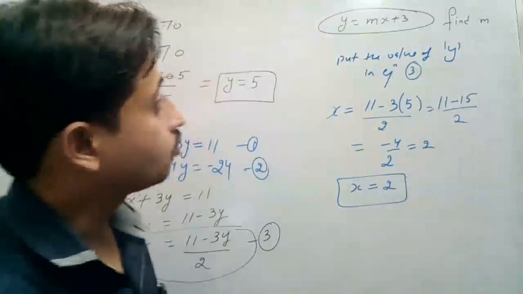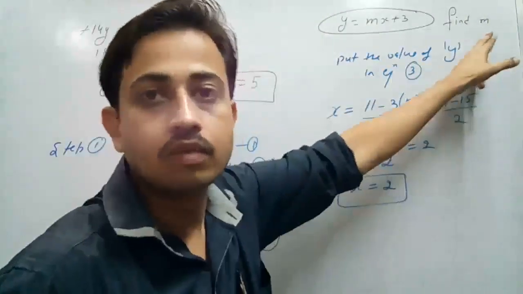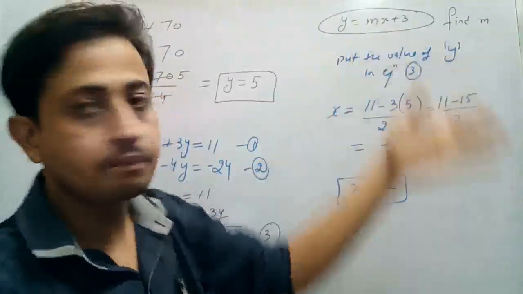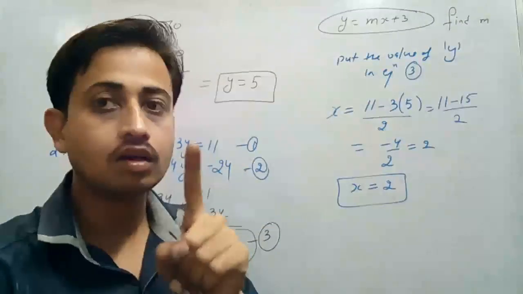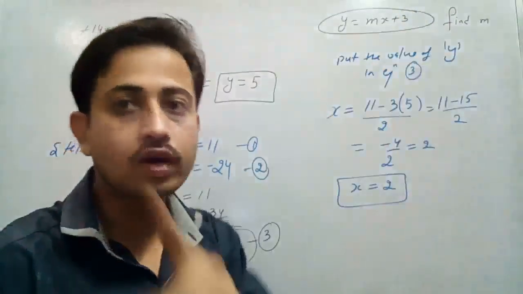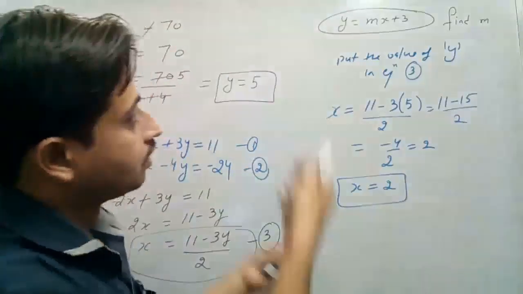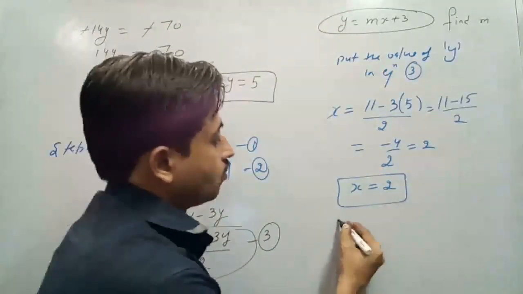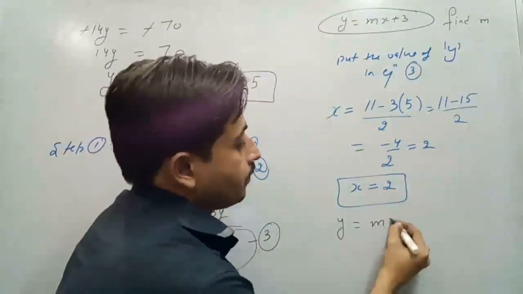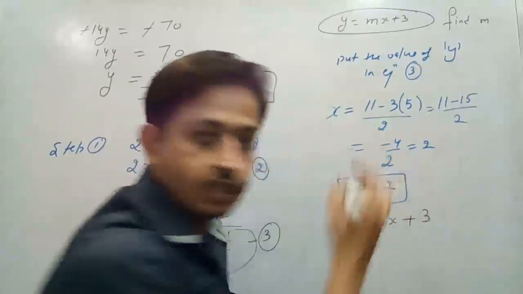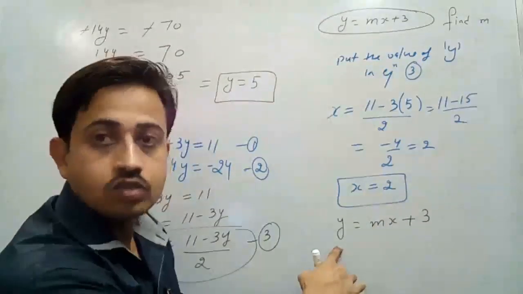Now what do we have to calculate? We have to find m, for which y is equal to mx plus 3. I wrote c here, so please correct it. It is not a c, this one is 3. Now y is equal to mx plus 3.